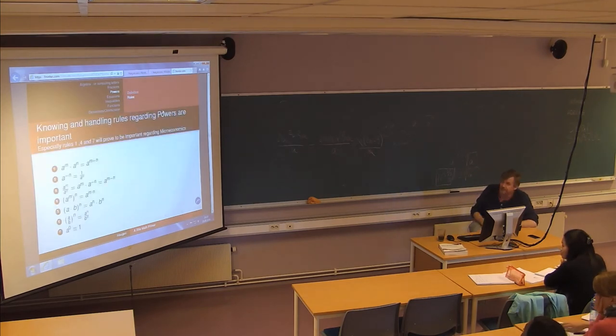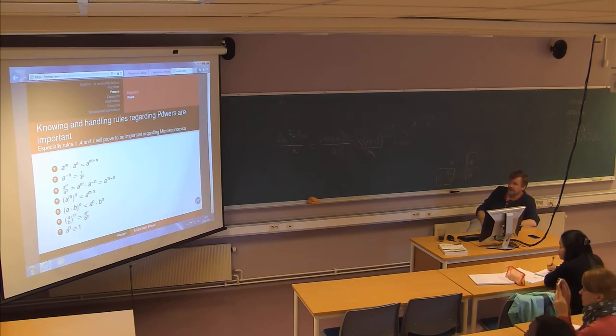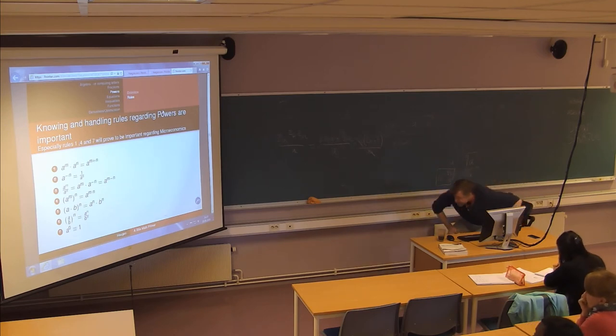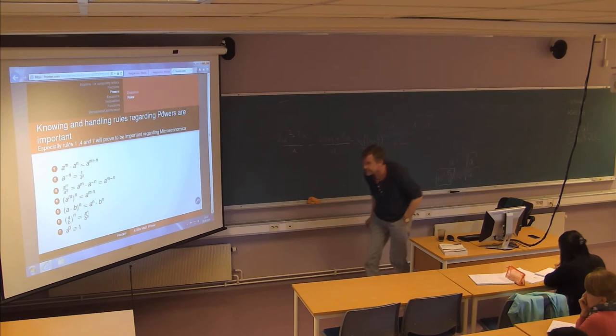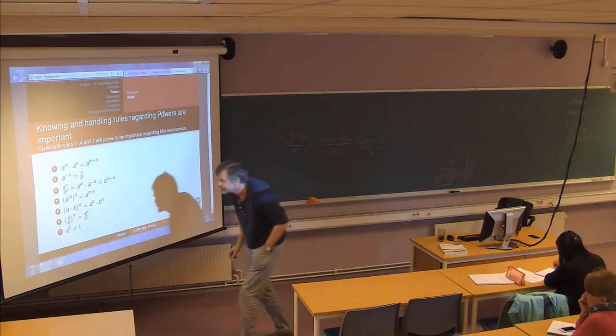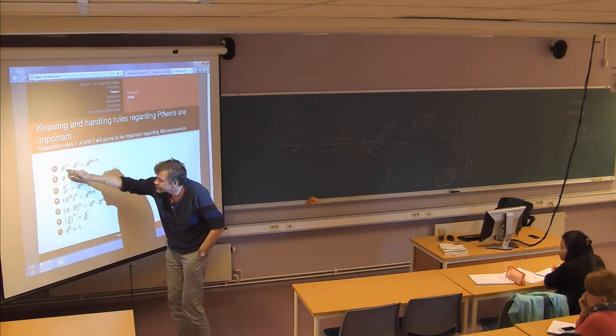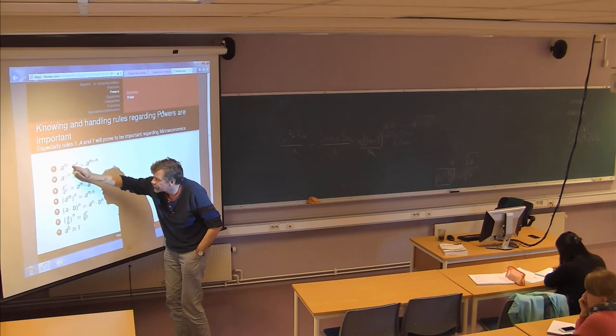Some rules here. And now we are dealing with an area where the Norwegian students normally do not remember this. Okay. The first one says that a to the power of m times a to the power of n can be calculated by just adding the exponents together. So a to the power of m times a to the power of n is found by just adding.